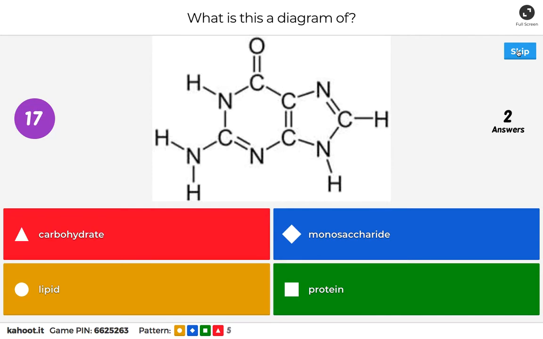Look at what is in the molecule. There is a particular element that is unique.